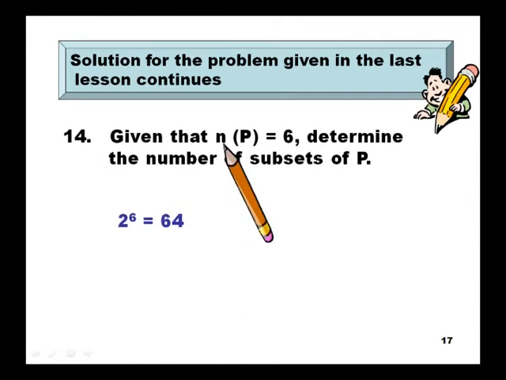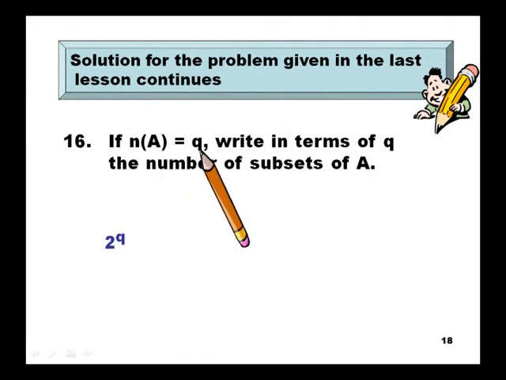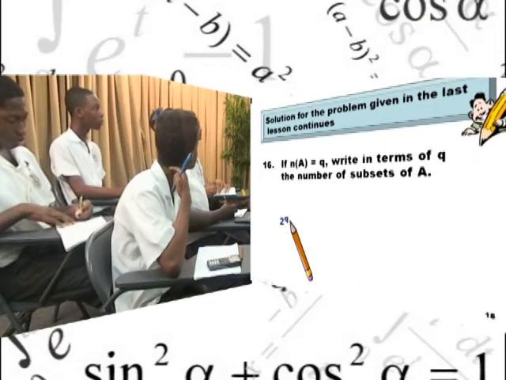14. Given that the number of elements in P is equal to 6, determine the number of subsets of P. 2 to the 6th power equals 64. 16. If the number of elements in the set A is equal to Q, write in terms of Q the number of subsets of A. 2 raised to the Q power.